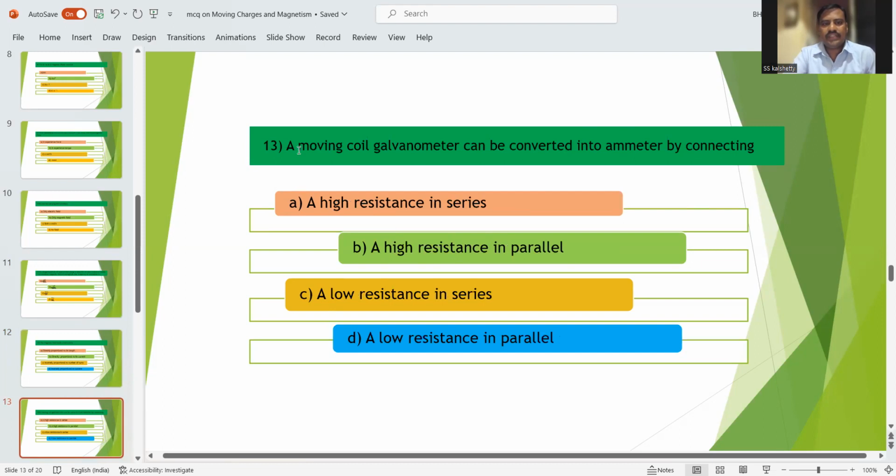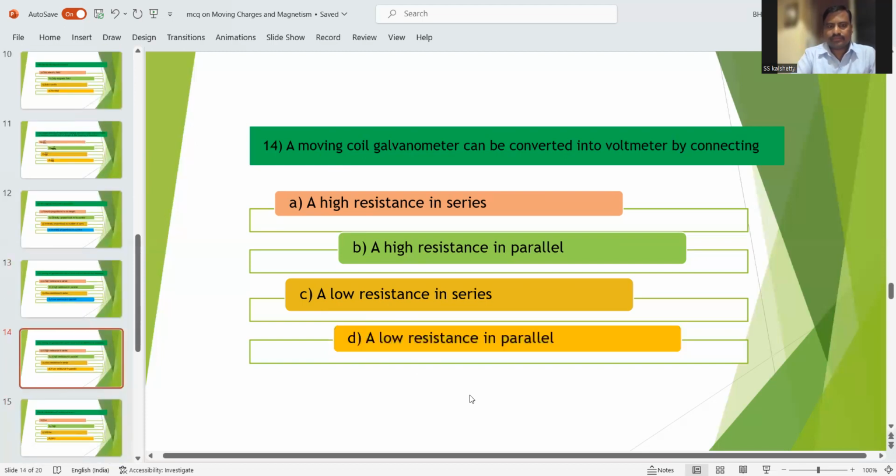Now we'll discuss question 13. A moving coil galvanometer can be converted into an ammeter by connecting what? We are measuring current. A high resistance in series, a high resistance in parallel? No. In case of an ammeter, a low resistance in parallel. So option D is the right answer. This low resistance is called the shunt resistance, and it is connected in parallel. So option D is the right answer here.